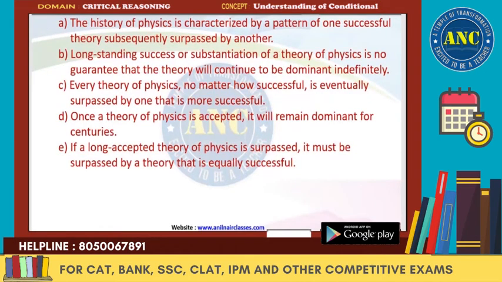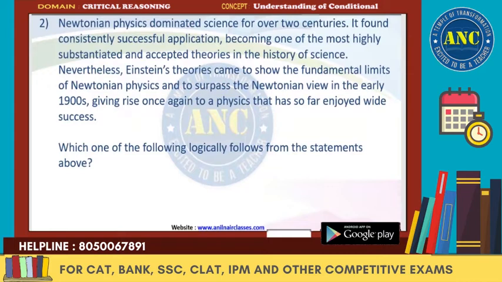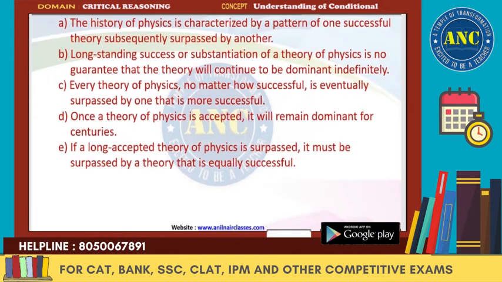Option B. Long-standing success or substantiation of a theory of physics is no guarantee that the theory will continue to be dominant indefinitely. Now, as shown by the case of Newtonian physics, success and substantiation is no guarantee of dominance. Hence, this is the correct choice.